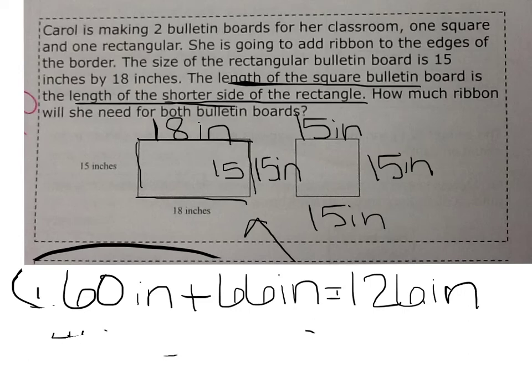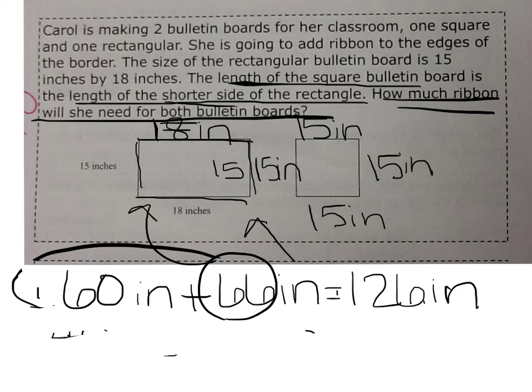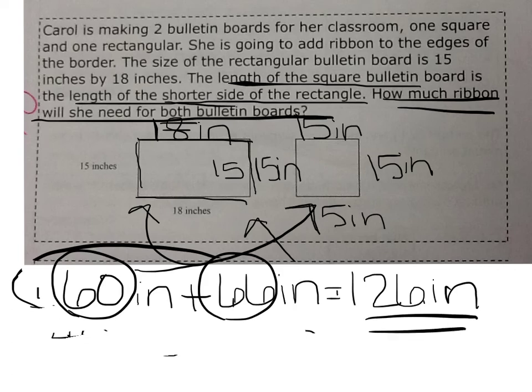Now I want to look and make sure my answer makes sense. The question again asks, how much ribbon will she need for both bulletin boards? I made sure I included this bulletin board in my answer. I made sure I found the perimeter of this bulletin board in my answer. So I'm going to be sure that 126 inches would be a logical answer for my question.